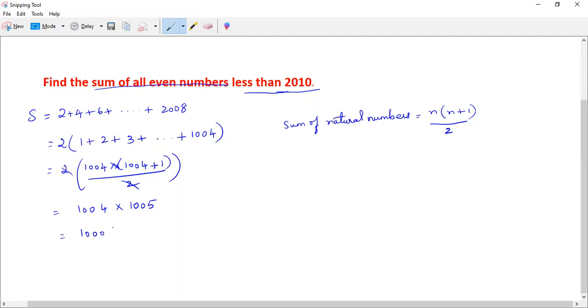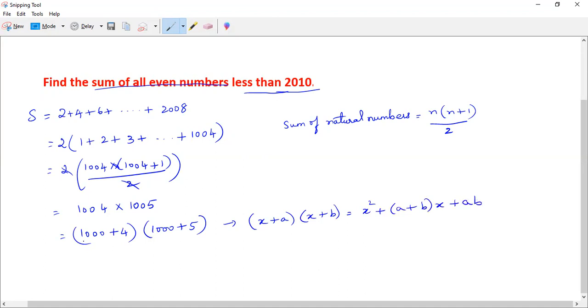That is 1005. So I'll split this as 1000 plus 4 multiplied by 1000 plus 5. This is of the form x plus a multiplied by x plus b, equal to x square plus a plus b multiplied by x plus ab. So this is x, this is a and this is b. So 1000 square plus 4 plus 5 into x, which is 1000, plus 4 into 5, which is 20.